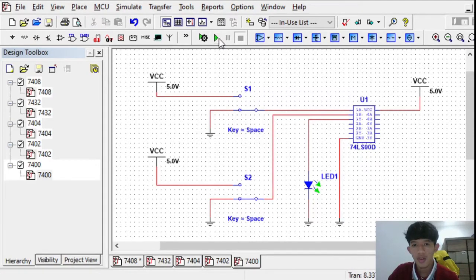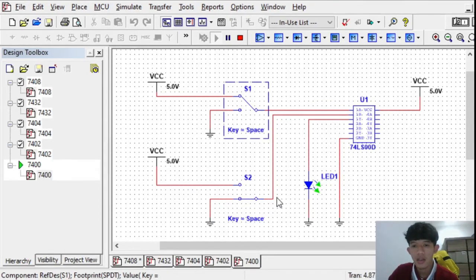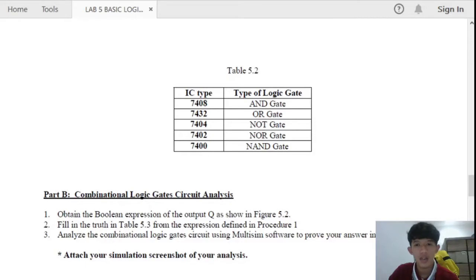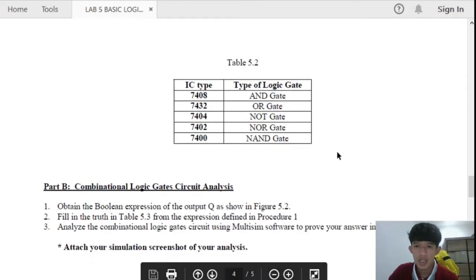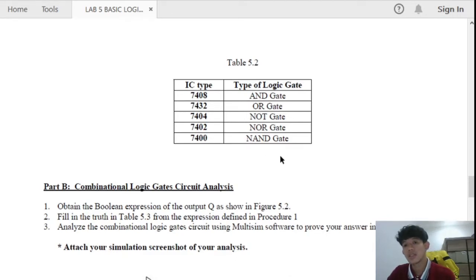And for the last one, we are using the 7400 IC. 0 for both inputs. As we can see, the LED lights are on. Then we put 0 for A input and 1 for B input. The LED still lights up. We put 1 for A input and 0 for B input. The LED also still lights up. We put 1 for both inputs. The LED lights are off. So we know the output for the 7400 IC is 1110, and the type of logic gate for 7400 is NAND gate.